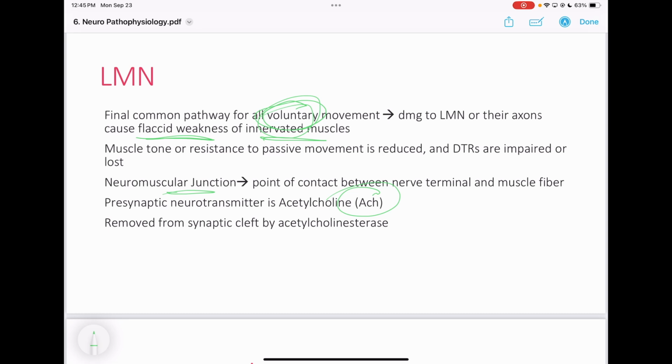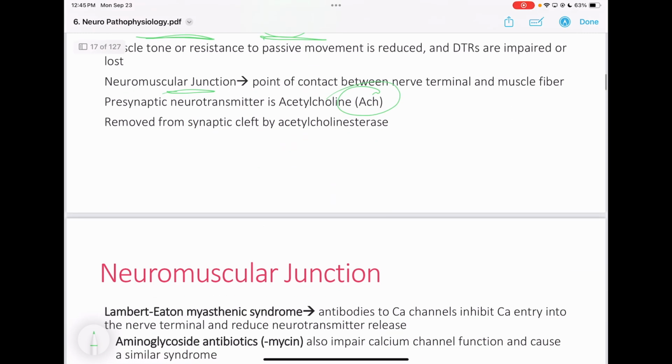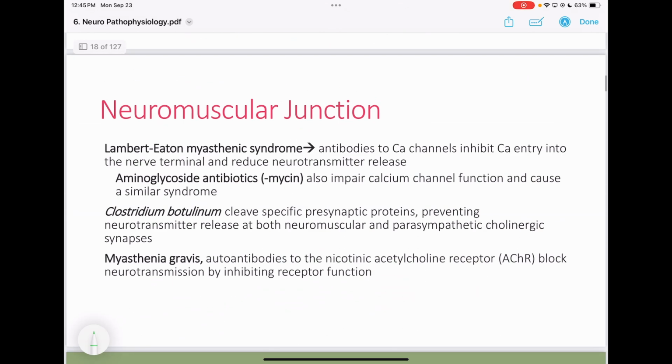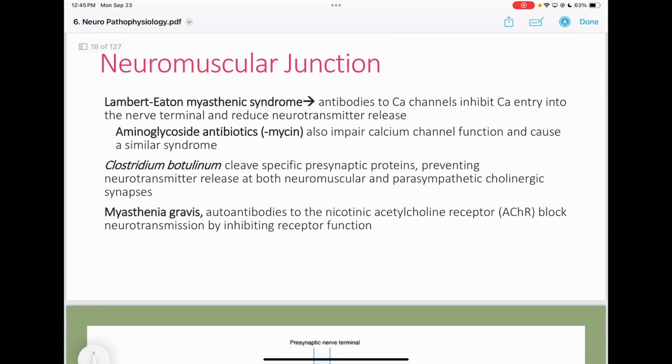Acetylcholine is used for all skeletal muscles. And it binds to what type of receptor? Nicotinic or muscarinic? And it's removed via acetylcholinesterase. At the neuromuscular junction, there are a couple of things that happen that can cause problems.